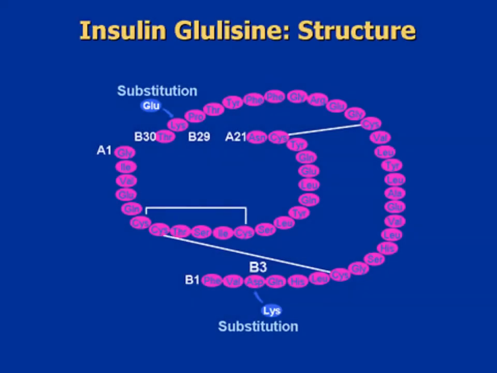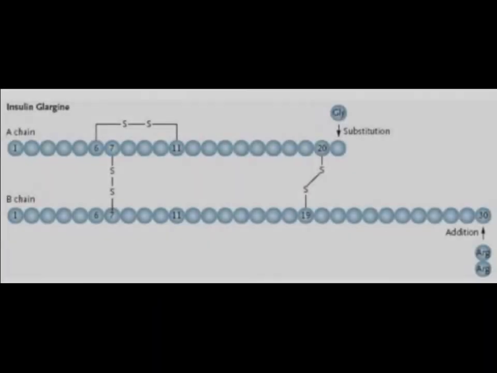Glulisine is a newer, rapid-acting insulin analog. The amino acid asparagine at position B3 is replaced by lysine, and the lysine at B29 is replaced by glutamic acid. Again, the changes result in non-hexameric, faster-acting insulin. Other insulin analogs have delayed action.